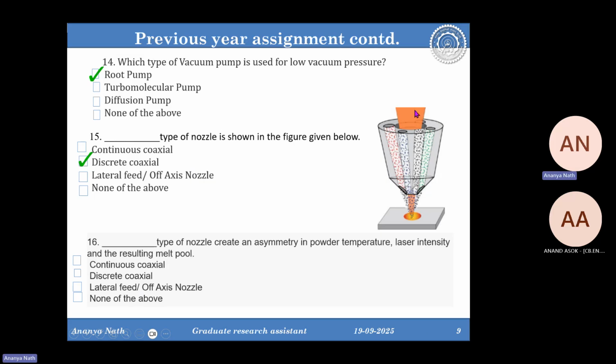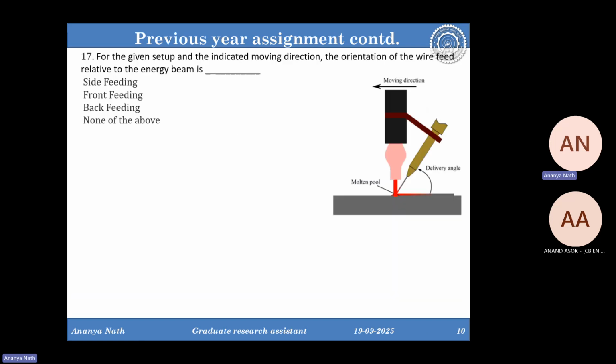Which type of nozzle creates an asymmetric powder temperature, laser intensity, resulting melt pool? It's the lateral feed or off-axis nozzle, because it will not give me omnidirectionality. So there will be asymmetric powder temperature or powder deposition characteristics or directional solidification.